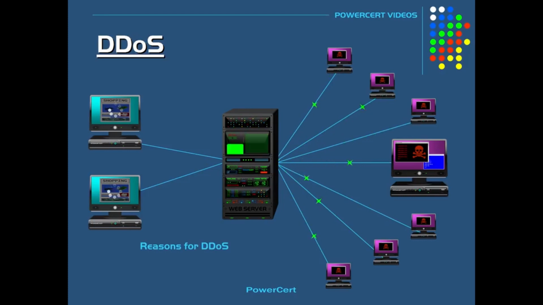DDoS attacks can happen for several different reasons. For example, it could be for financial reasons, and the attacker is DDoSing a competitor in the marketplace. It could also be for maybe political reasons. Maybe they don't like the targeted organization's beliefs. Or it could also be that maybe the attacker is just doing it for fun.